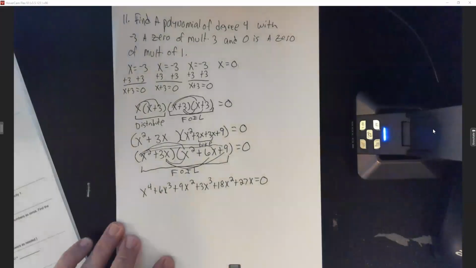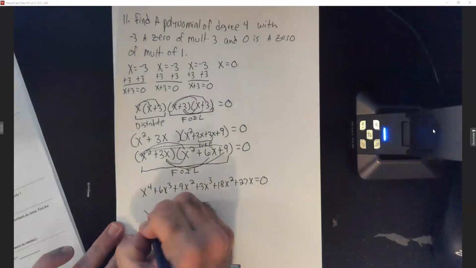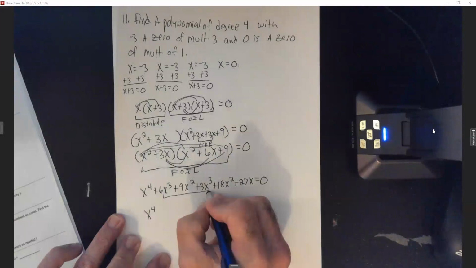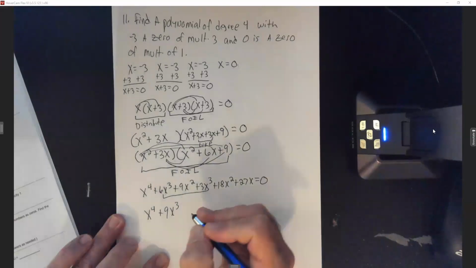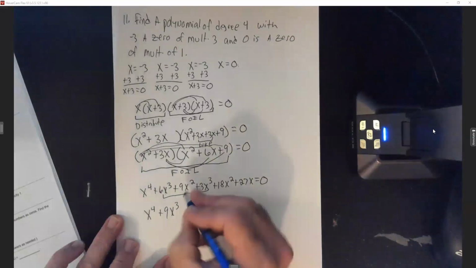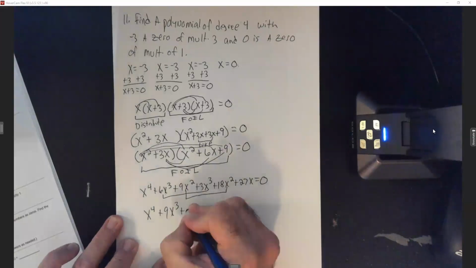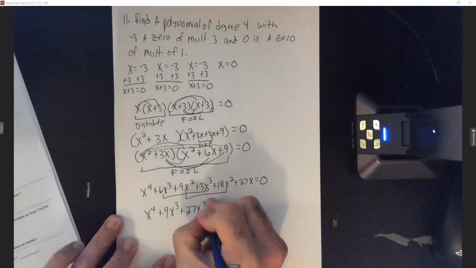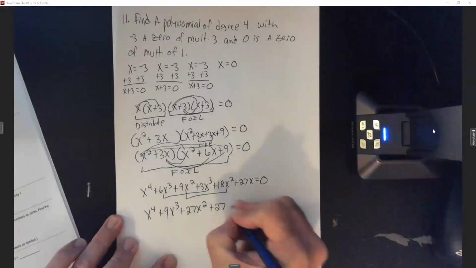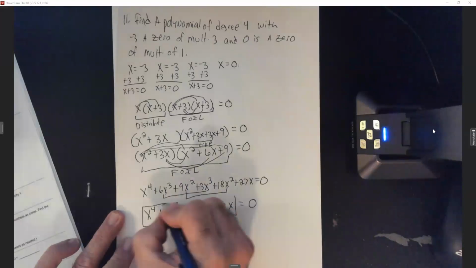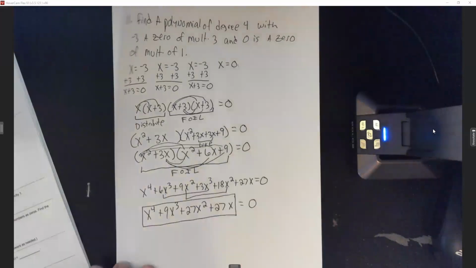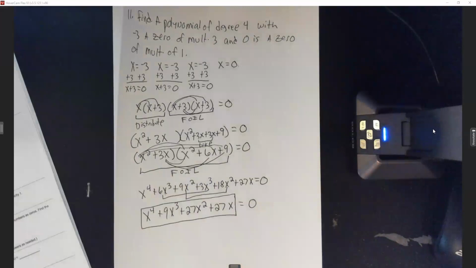All right, so it looks like I got like terms, so I'm going to bring down the x to the fourth. The x to the thirds add together, so we got 6 and 3, so that gives me 9x to the third. My x squareds will add together, so I got 9 and 18, so what's that, 27x squared. And at the end is a positive 27x. So all we was looking for is that polynomial. So that's the one we had all the fun FOIL in it. I just want to let y'all write that for just a second.